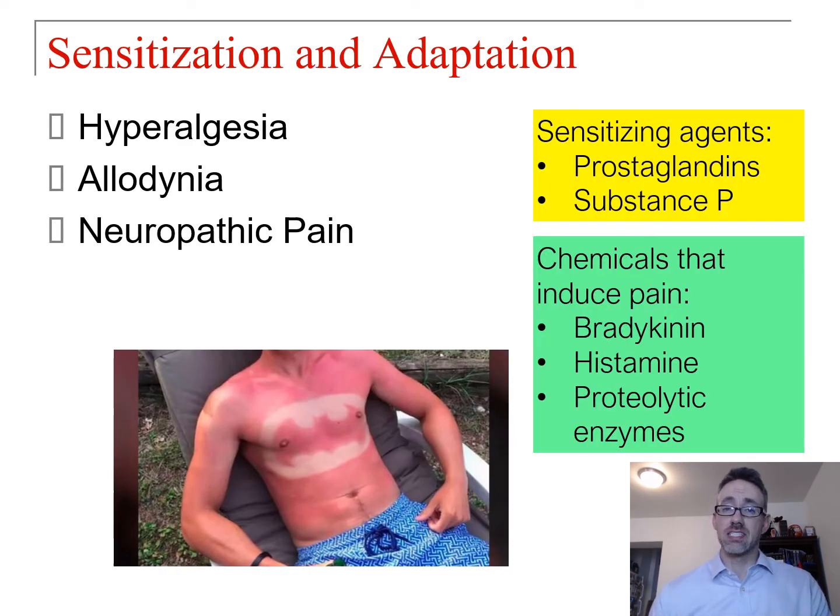So I want to talk about sensitization and adaptation. When it comes to pain, the neurons can sensitize. What that means is that for a given painful stimulus, the next time that stimulus comes along, it's more pronounced; the neuron is sensitized to it. The term for that is hyperalgesia. So for the same noxious stimulus, you're getting a more pronounced effect. The reason for that is what we call sensitizing agents, like prostaglandins and substance P.